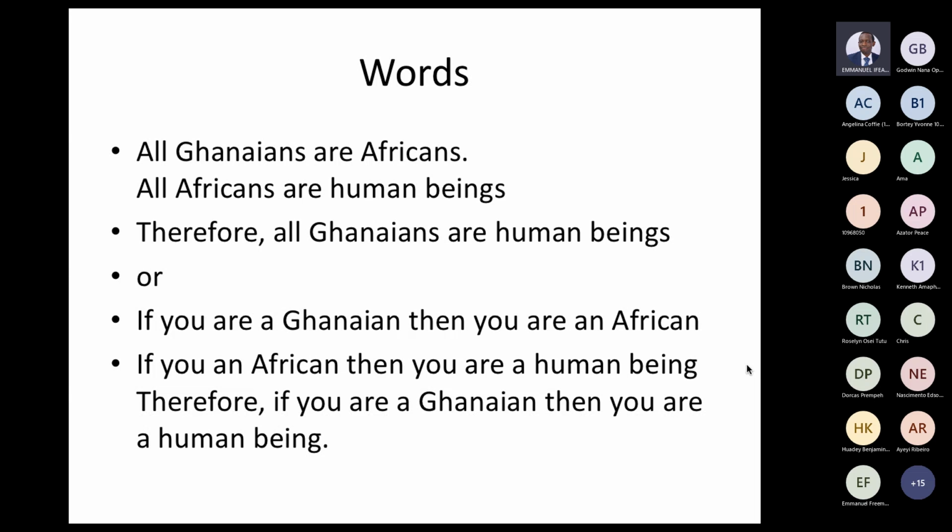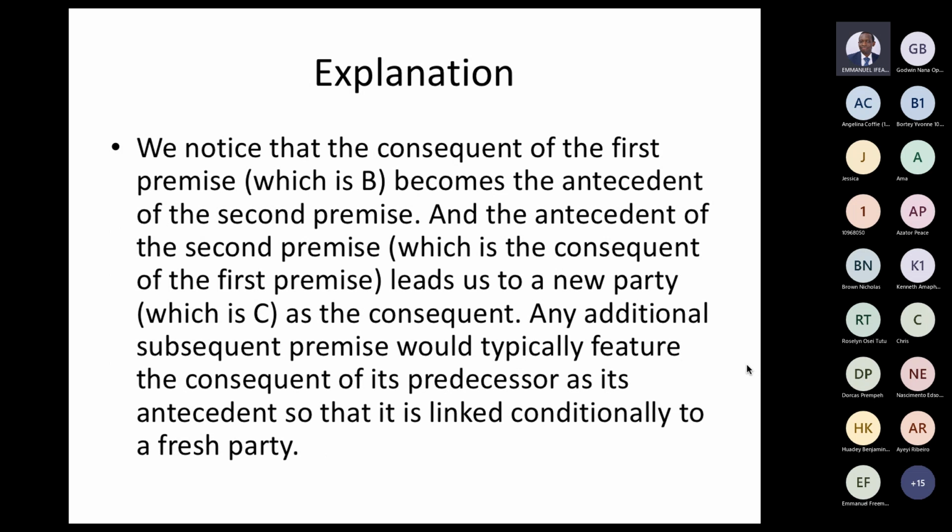Now let's put it in words. All Ghanaians are Africans. All Africans are human beings. Therefore, all Ghanaians are human beings. So that's a hypothetical syllogism. We notice that the consequent of the first premise, which is B, becomes the antecedent of the second premise. And the antecedent of the second premise, which is the consequent of the first premise, leads us to a new party, which is C, as the consequent. Any additional subsequent premise will typically feature the consequent of its predecessor as its antecedent, so that it is linked conditionally to a fresh party. So that's how hypothetical syllogism works.